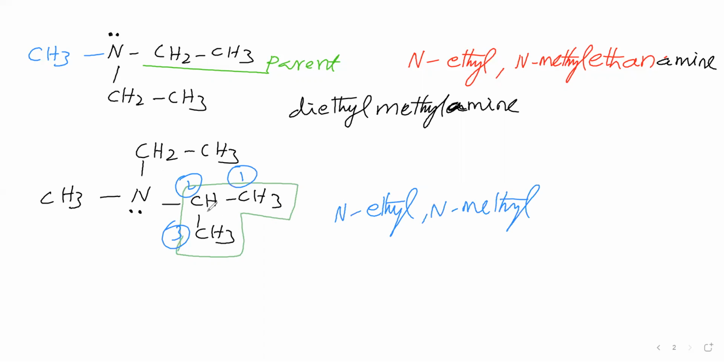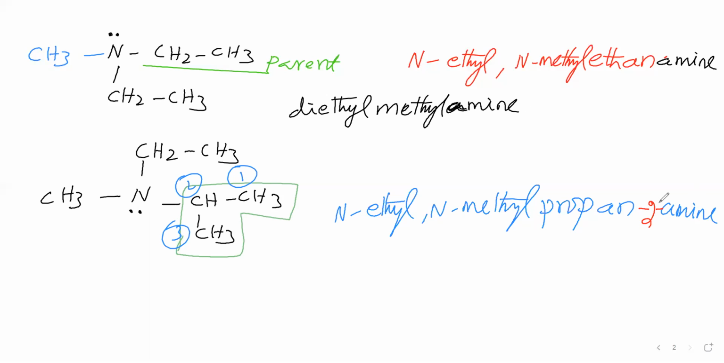N-methyl we will say. This parent contains 3 carbons, therefore prop. Primary suffix is ane, secondary suffix is amine. The amine position is 2, therefore 2-amine. This compound name is so and so.